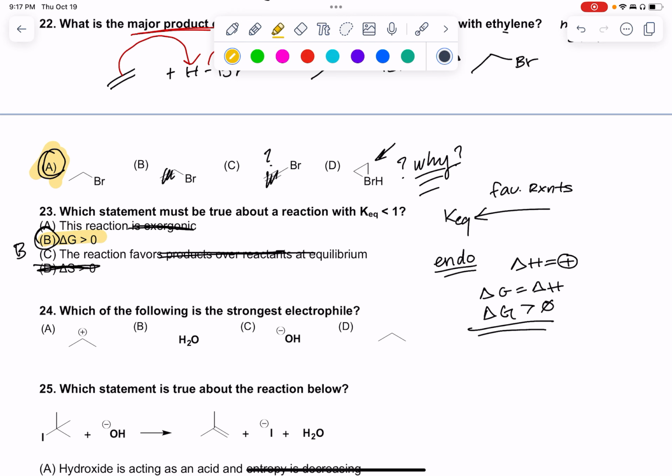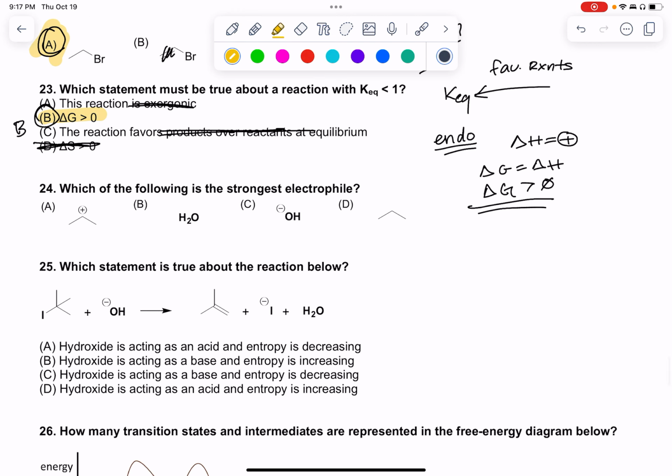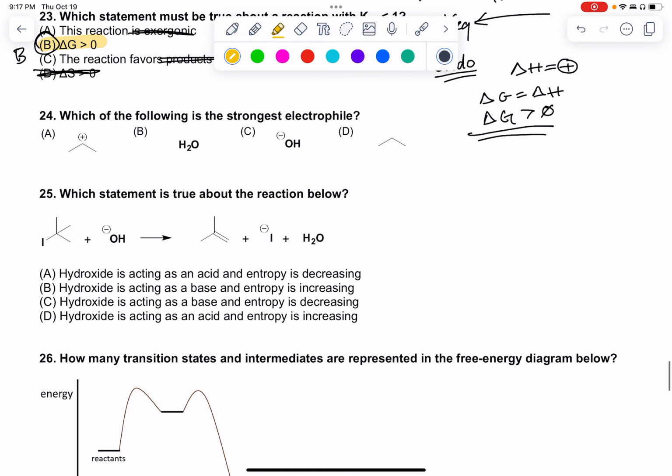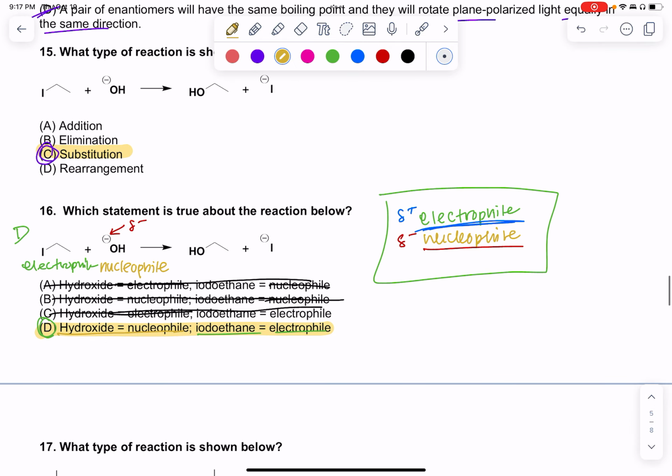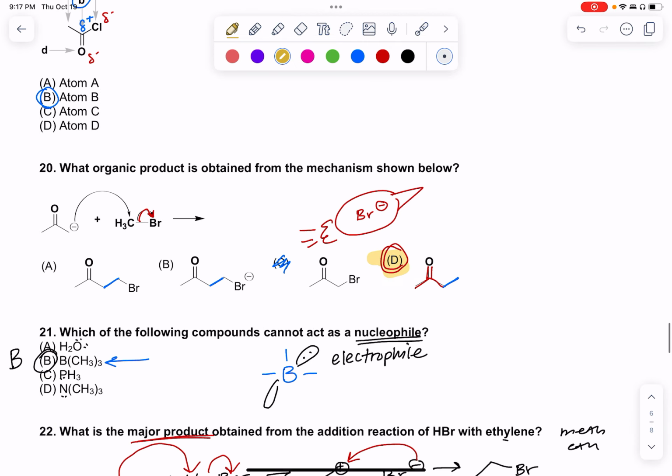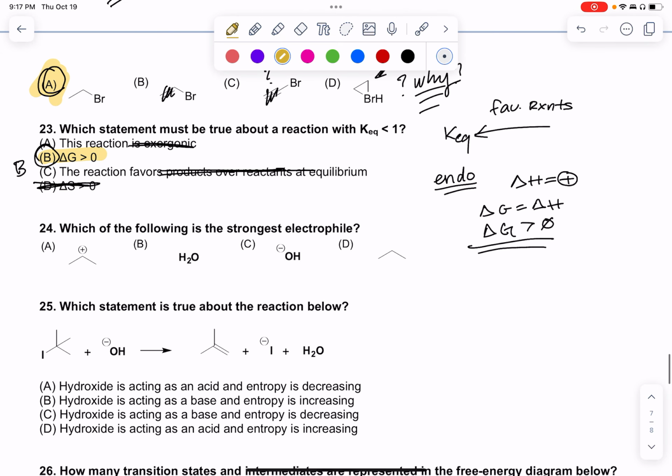Okay. Which of the following is the strongest electrophile? Well, remember, let's go back to my notes. Electrophiles want positive charge. So the first thing I'm going to look for is a positive charge. Oh my gosh, here's a positive charge. It's got to be A. That was easy, right? I'm telling you, make a note and refer to it. It'll help you out every time.